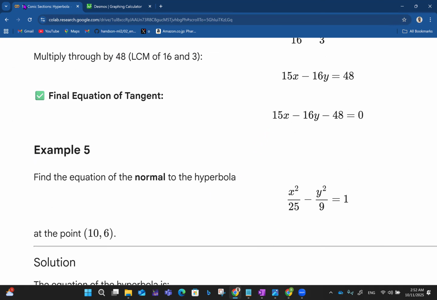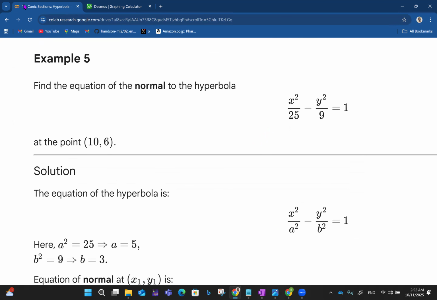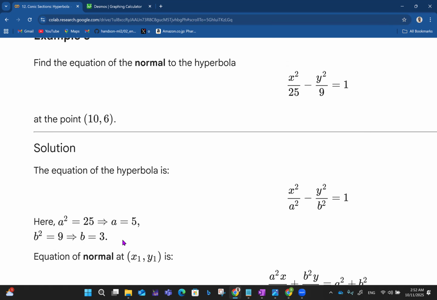So that's it. Then we want to find the equation of the normal to the hyperbola x squared over 25 minus y squared over 9 equals 1 at the point (10, 6). The equation of the hyperbola, of course, is the standard one. So that means a squared is 25, a is 5, b squared is 9, b is 3.